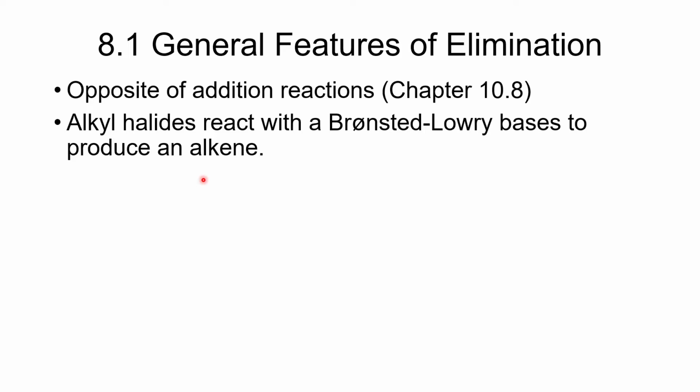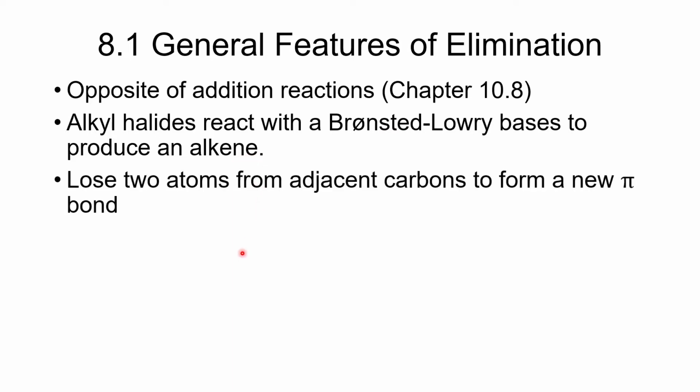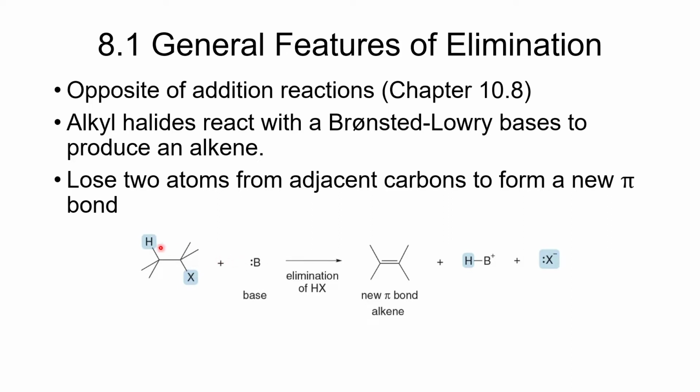Usually we'll find that alkyl halides will react with some sort of Bronsted-Lowry base, usually a strong base, but not necessarily. And in the process of doing that, it will produce an alkene. We lose two atoms from adjacent carbons to form a new pi bond. And so here is an example. In this case, we are going to lose the hydrogen and a halogen that are on adjacent atoms.